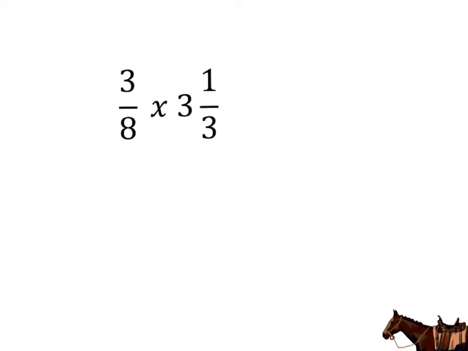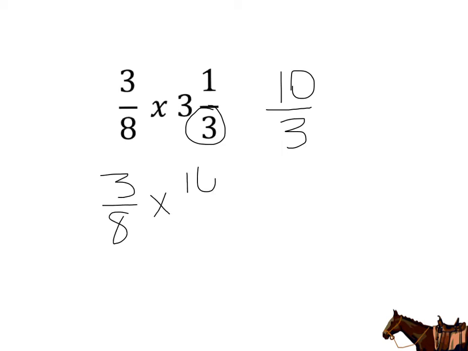This problem can be found on page 282, and this is letter B. The problem states 3/8 times 3 1/3. The first thing we want to do is turn 3 1/3 into an improper fraction because we cannot multiply it like it looks right now. So to do this, remember we take 3 times 3, which is 9, and then we add the 1. So we would have 10, and remember we keep the denominator, so we would have 10/3. So we're really taking 3/8 times 10/3.